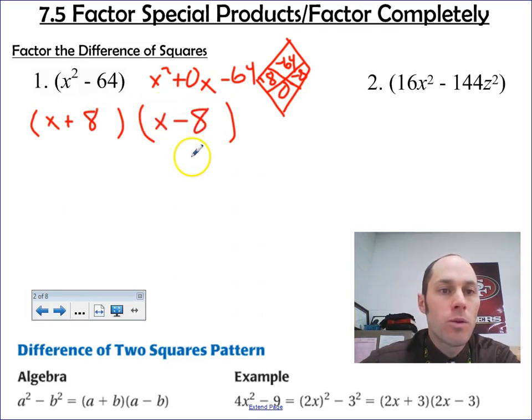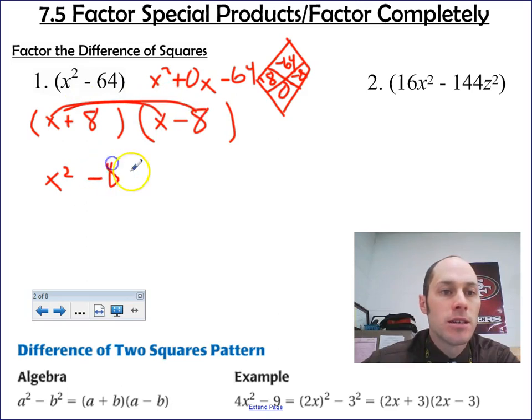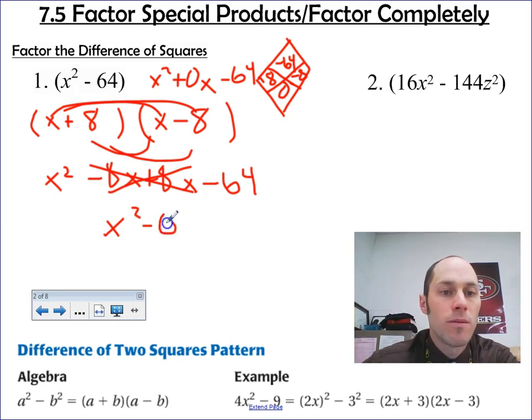If you remember from our work with multiplying, this is that sum and difference pattern. x squared minus 8x plus 8x minus 64. Remember, when we have these opposites here, plus 8 and negative 8, those middle terms cancel each other out and we're left with x squared minus 64.